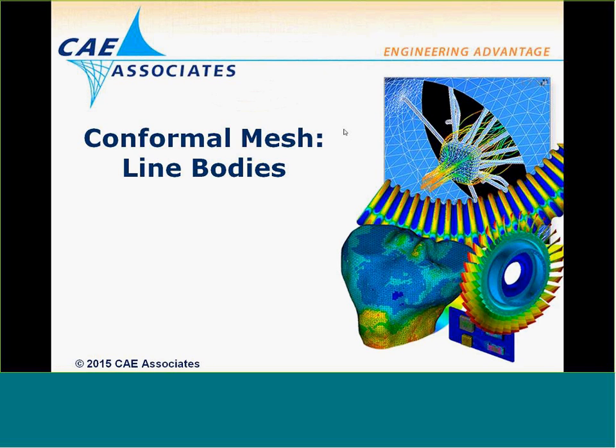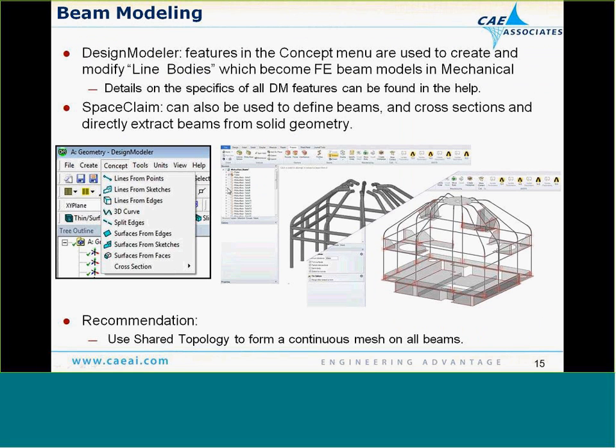Now, if we just start off here with forming a conformal mesh with just a bunch of line bodies. And line bodies can come from Design Modeler, they can come from SpaceClaim, but wherever you have them, if you want to have all of the line bodies share a continuous mesh, I recommend that you just do this with shared topology in the CAD system. That tends to be a little bit more robust as opposed to trying to bring over all the line bodies not formed into a part into Mechanical and then use a pinch or some other way to connect them together. This just seems to work a little easier.